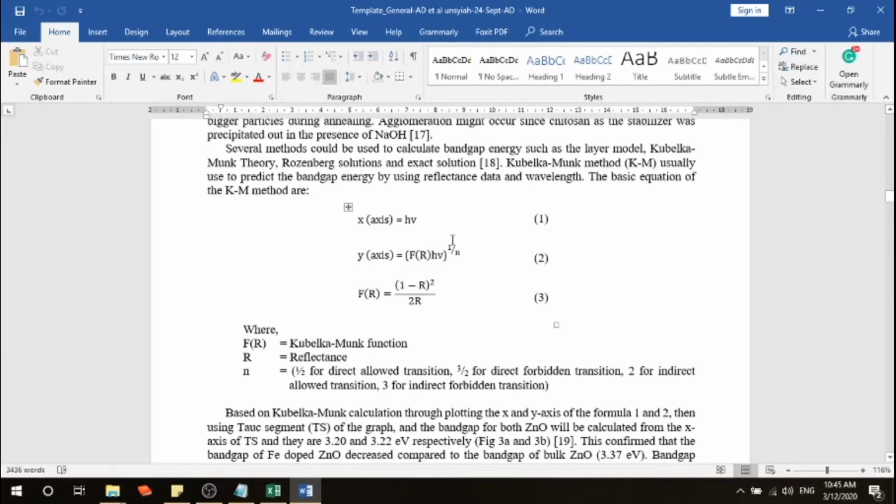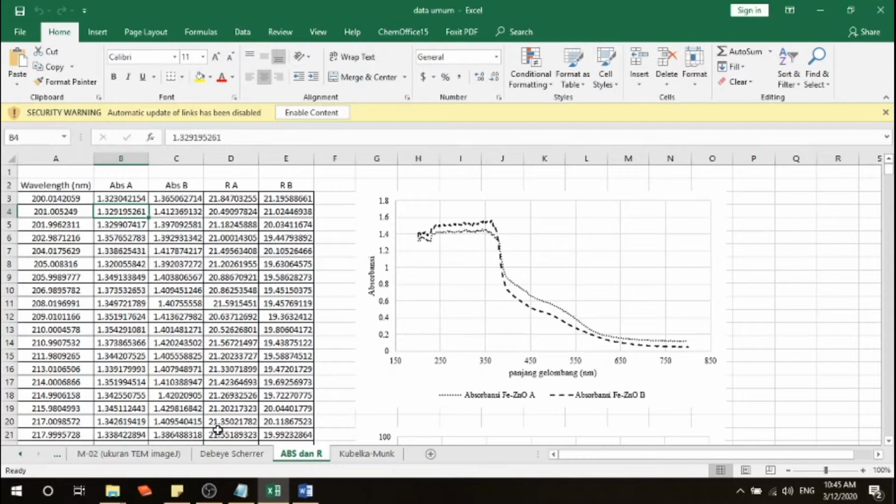Okay, next is the data from the instrument. Usually we have wavelength, absorbance, and reflectance. So in this case we focus on these three in the sample. But to plot the Kubelka-Munk equation, we just need the wavelength and reflectance. So this data we will use to plot the Kubelka-Munk equation.